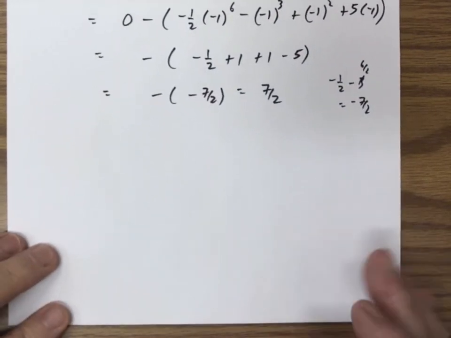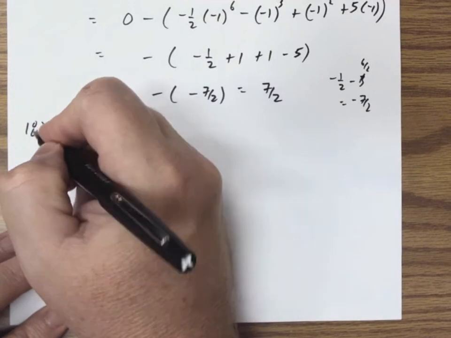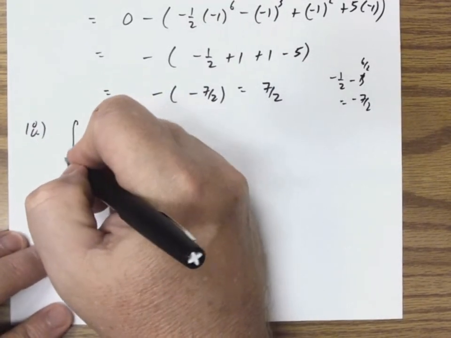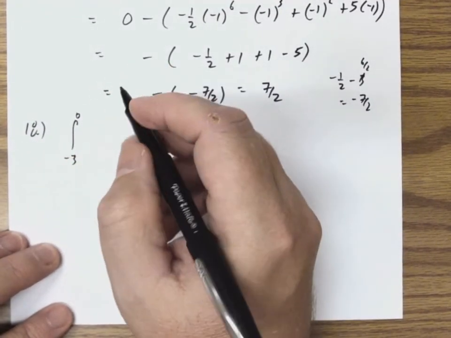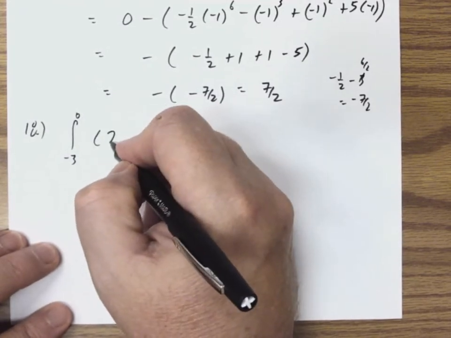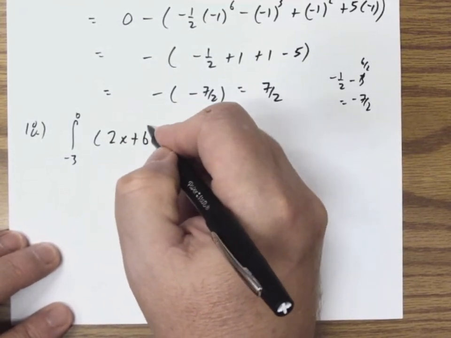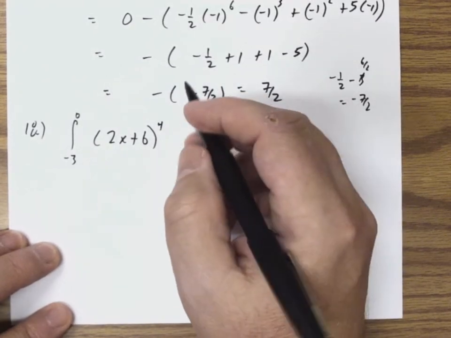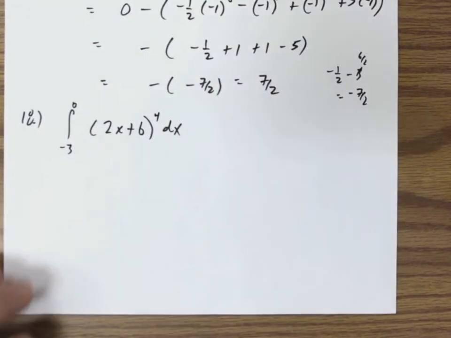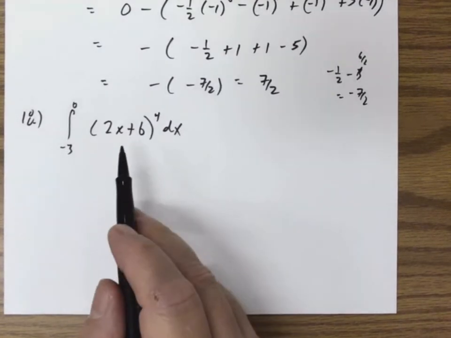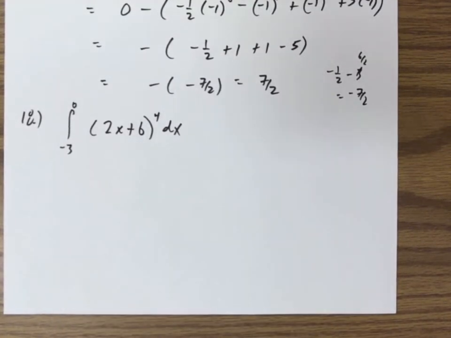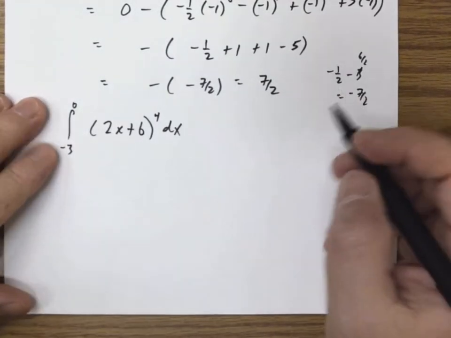Okay, and the last one. Integral from negative 3 to 0 of 2x plus 6 raised to the 4th power with respect to x. All right. I need to first take the integral, and I really can't do that as it sits. Looks like one that we may have to do a substitution on.